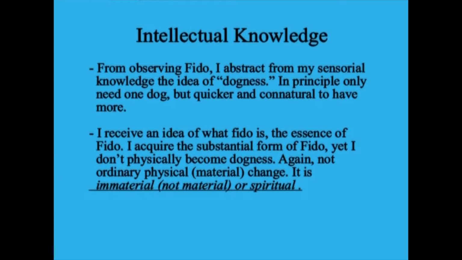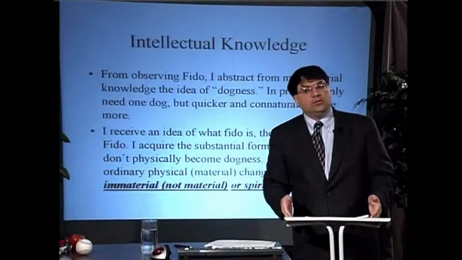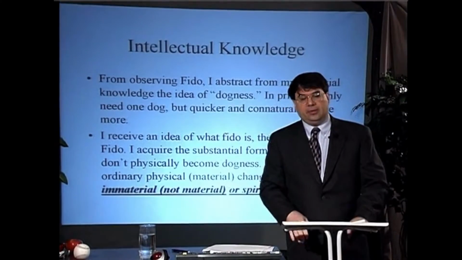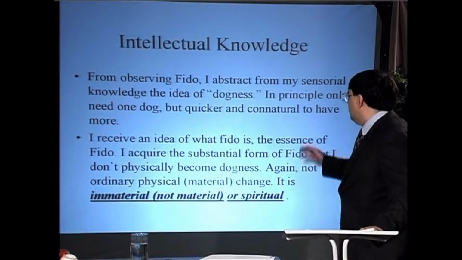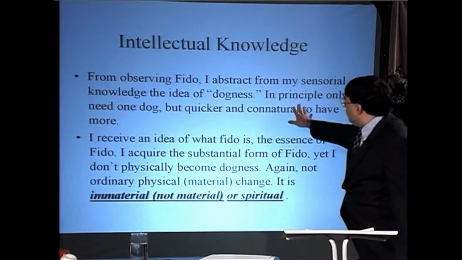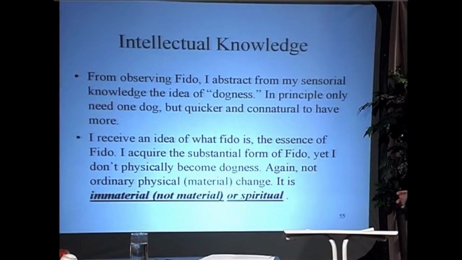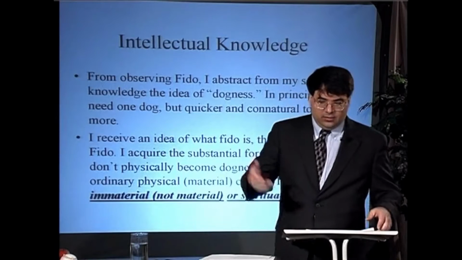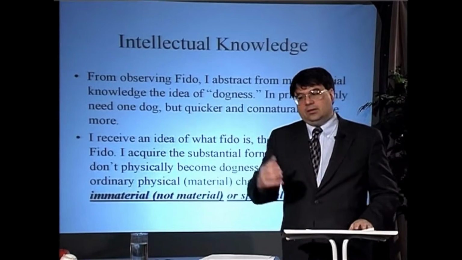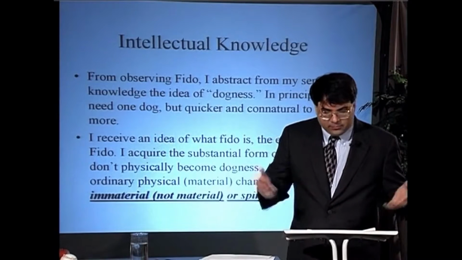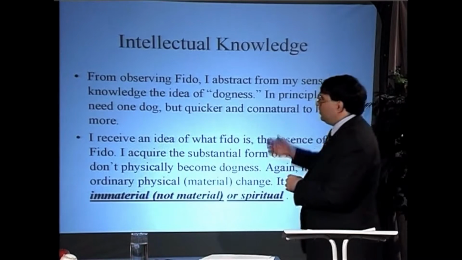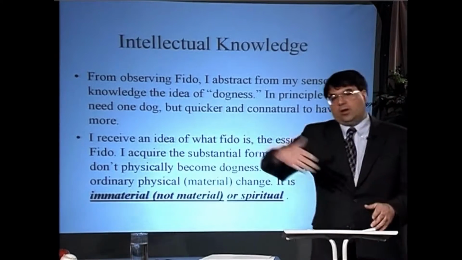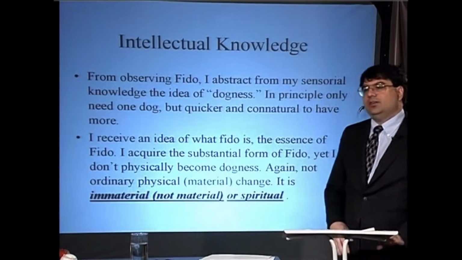So from observing Fido, I abstract from my sensorial knowledge the idea of dogness. In principle, you only need one dog to do this. If you have a reasonably healthy dog, you should be able to get the whole idea of dogness. But in practice, and what's more fitting with our nature, which is what connatural means, it's good to have a whole mess of them. Because if the dog needs to be chopped open to learn something about him, you don't destroy whatever you destroy in the process, you can look at a different dog. Or if this particular dog doesn't live long enough for you to take him to a different environment to see how he behaves there.